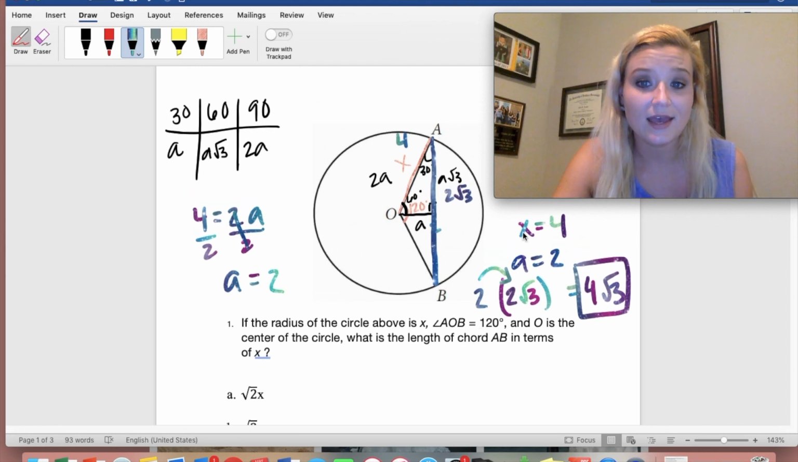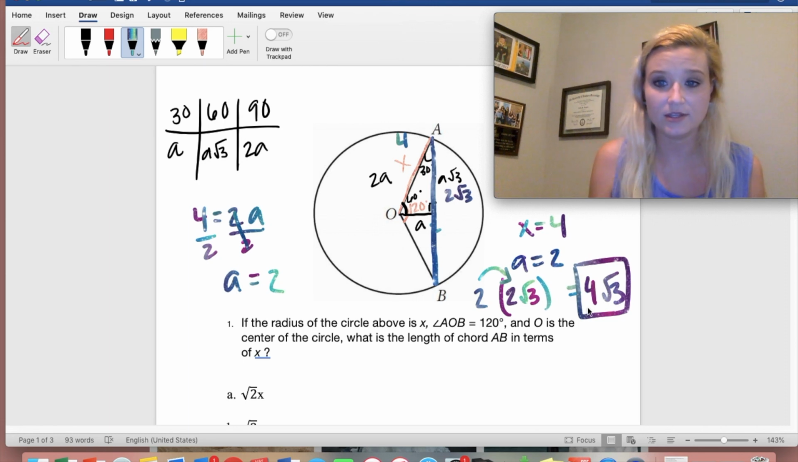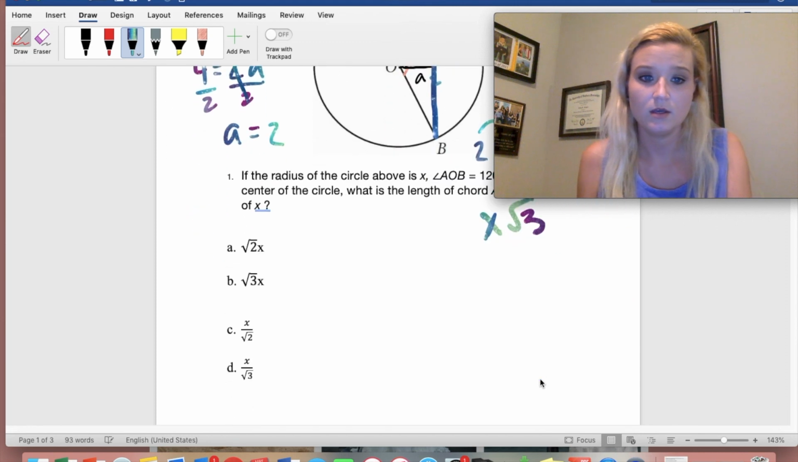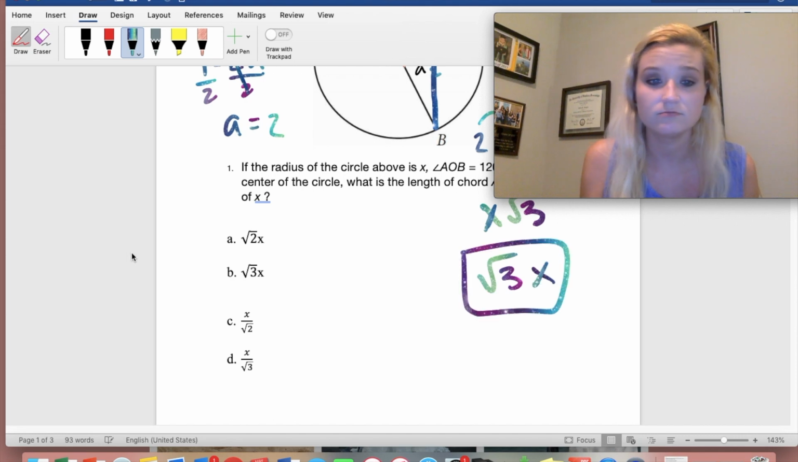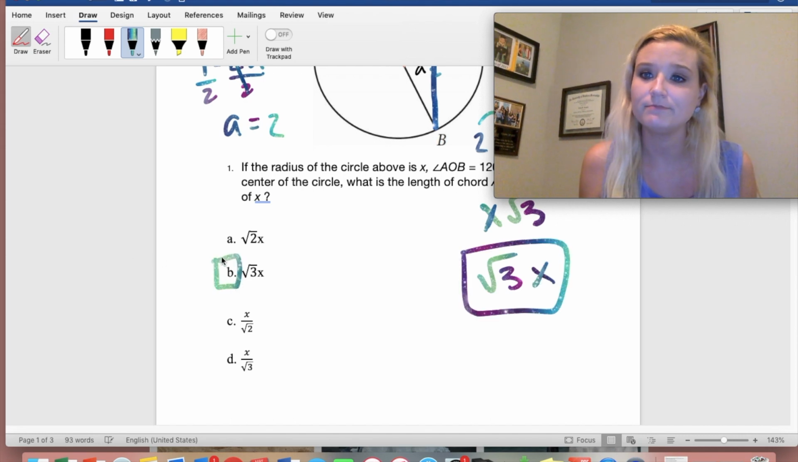Now if we know that x is equal to 4, then we can just replace that 4 with an x and say x times the square root of 3. And in their terms, they just flipped the x and the root 3 and wrote it this way, which is also fine. So our answer would be B.